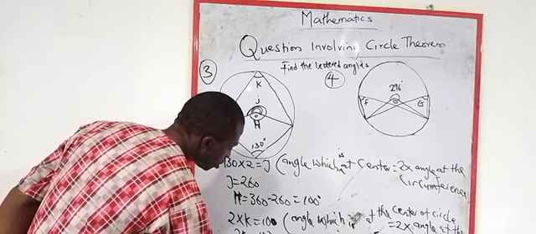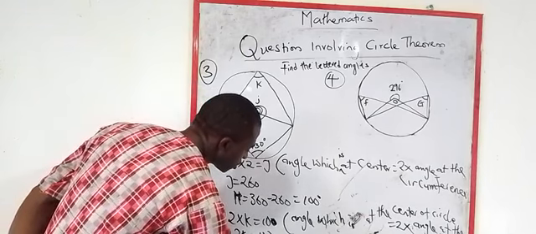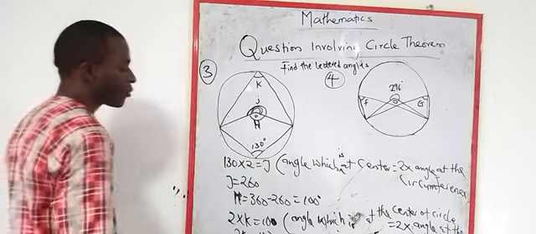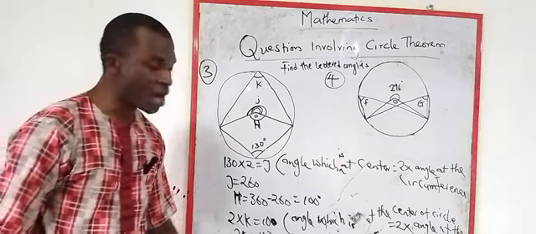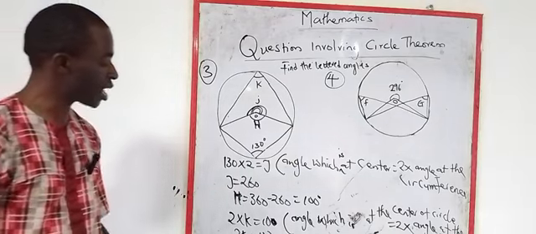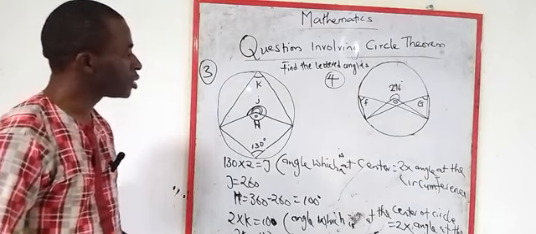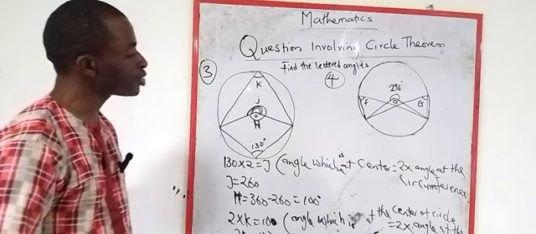100 divided by what? 2, simple equation. So now, remember our simple equation, that is how we got that. We now have 100 divided by 2, so we are getting our K as what? 50 degrees. Then we are going to the next question, question number 4.